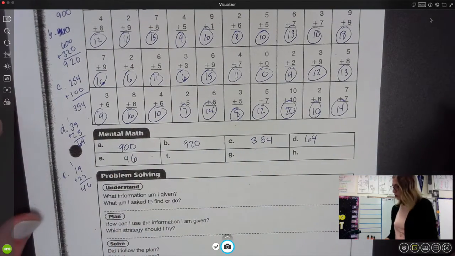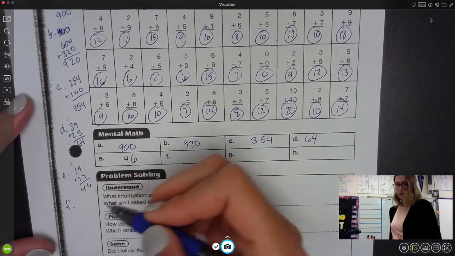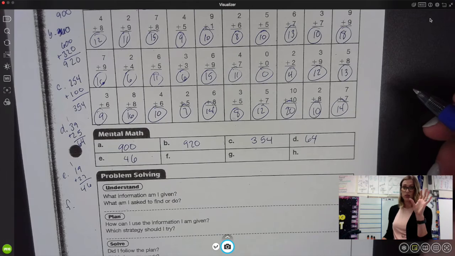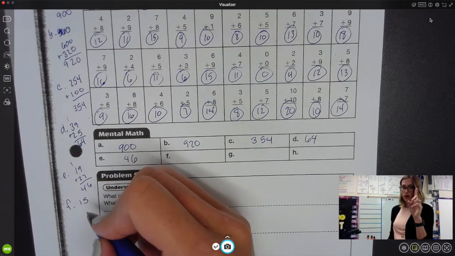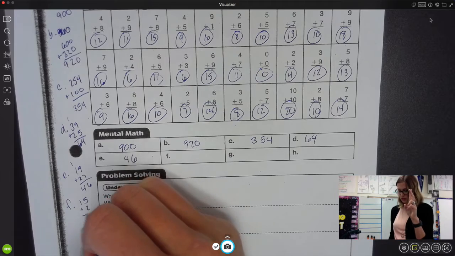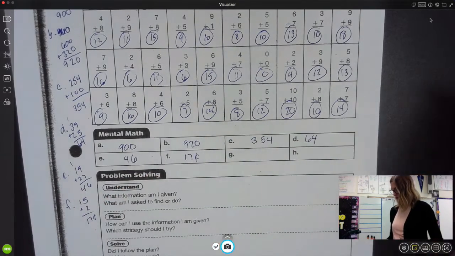F, what is the value of 3 nickels and 2 pennies? Well, 3 nickels, that's 5 cents each, so 5, 10, 15, plus 2 pennies. Pennies are each worth 1, so 1, 2 cents. 15 plus 2 is 17, so you get 17 cents.